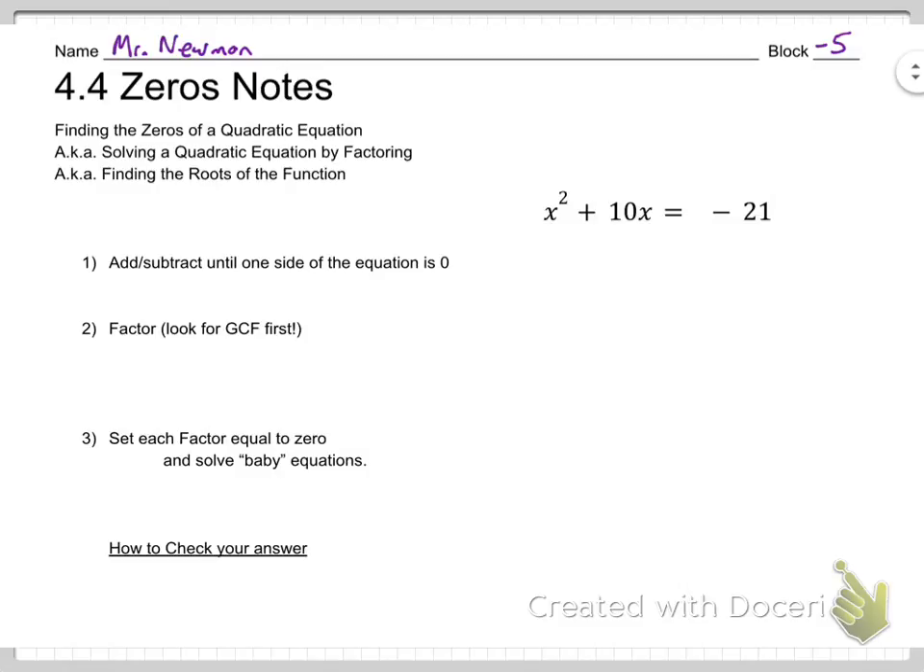Now, zeros can be called zeros or solving a quadratic, or they can be called finding the roots. All three of these things are talking about the same thing: the roots, the solutions, or the zeros. And I'm going to show you guys how to find it.